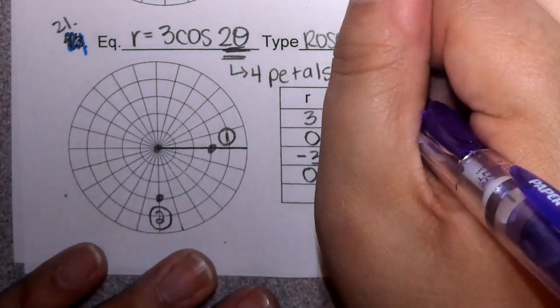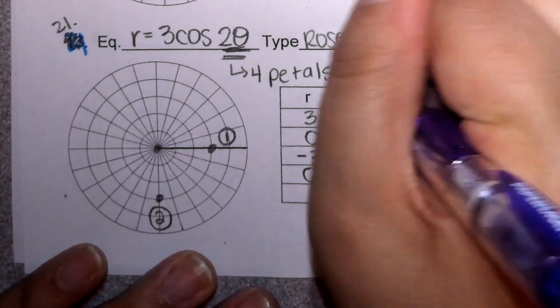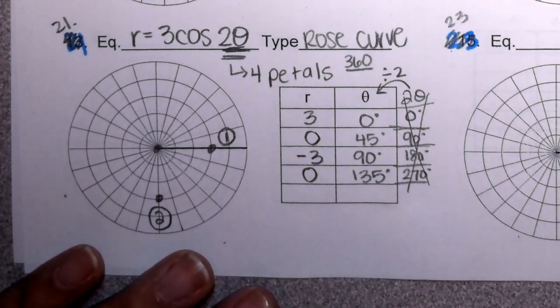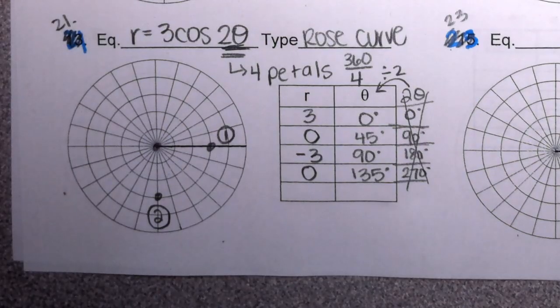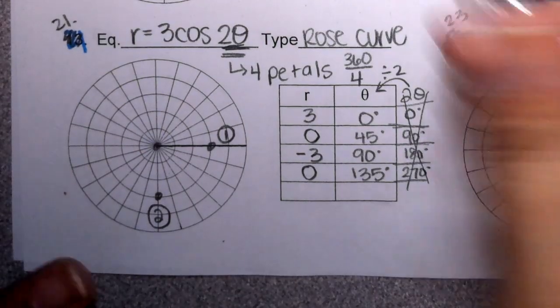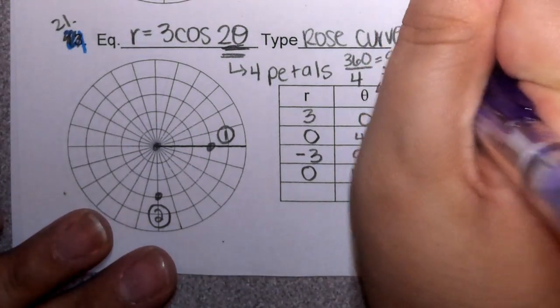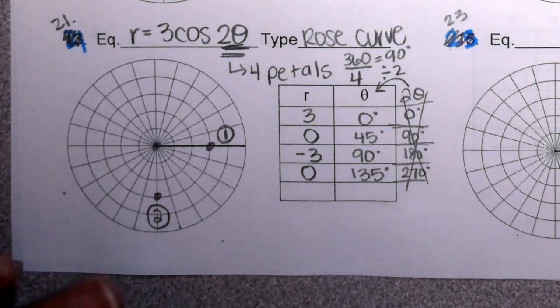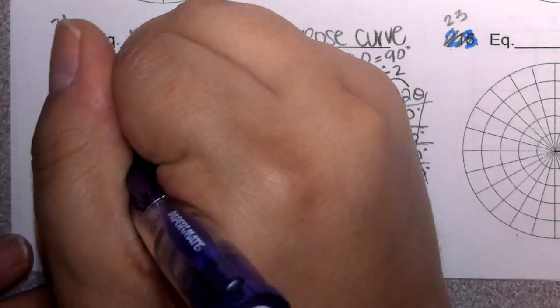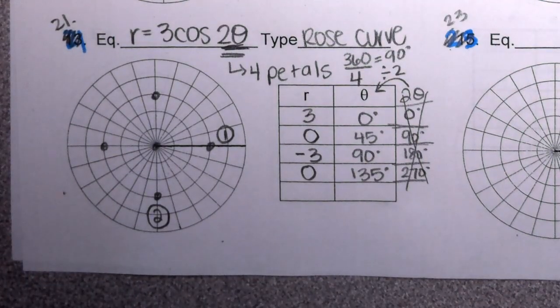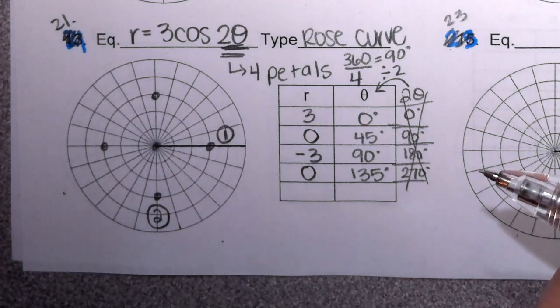Say that louder. Oh, who said 360 divided by? Oh, 360 divided by what? 360 divided by 4 tells me how far apart each petal is from one another. 360 divided by 4 is 90 degrees. So I know each of these petals are going to be 90 degrees apart. Does that make sense?